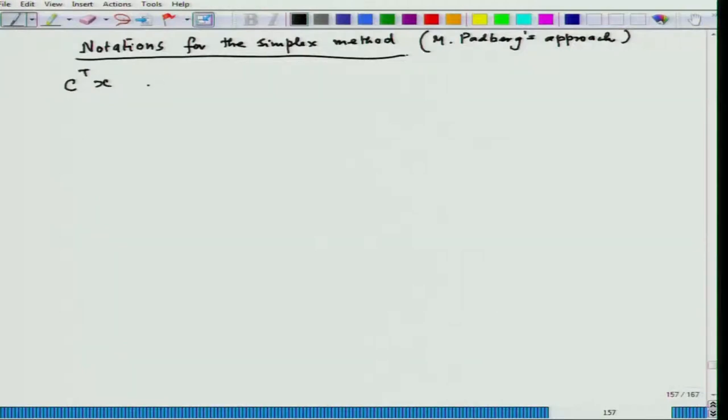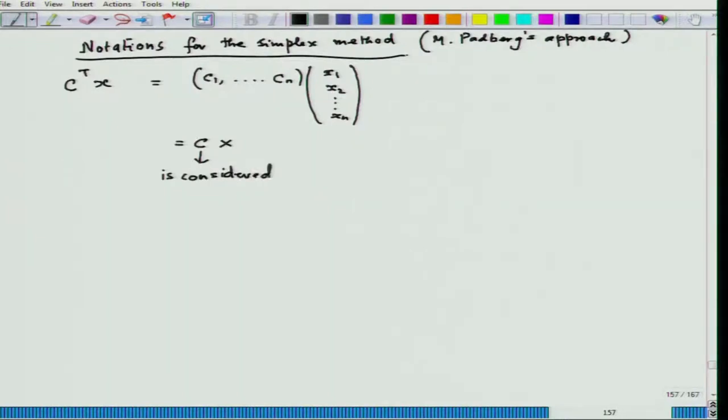When you write C transpose X here, basically what you are writing is C1 and so on. I can write this also as Cx, if I take C as a row vector. C transpose is written because C is usually considered a column vector. For simplicity we will write Cx. You can continue writing C transpose X, or even C inner product X, it does not matter.